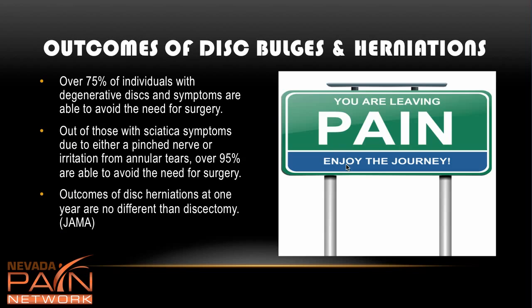Well, what are the outcomes? Over 75% of individuals with degenerative discs and disc bulges are able to avoid the need for surgery, which is great because surgery for significant disc degeneration and bulges is not always a home run. Out of those with sciatica symptoms due to either a pinched nerve or irritation from annular tears, over 95% of individuals are able to avoid the need for surgery. The outcomes of disc herniations at 1 year are no different than when you have surgery versus when you don't. That's what's shown in a Journal of American Medical Association study.